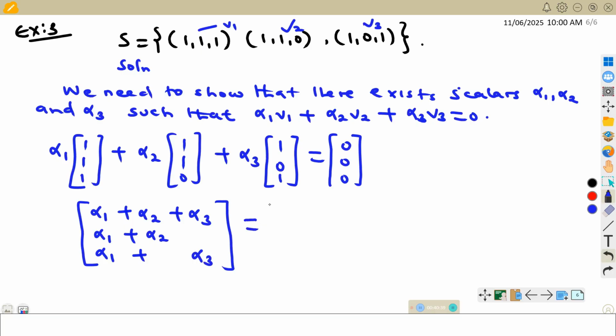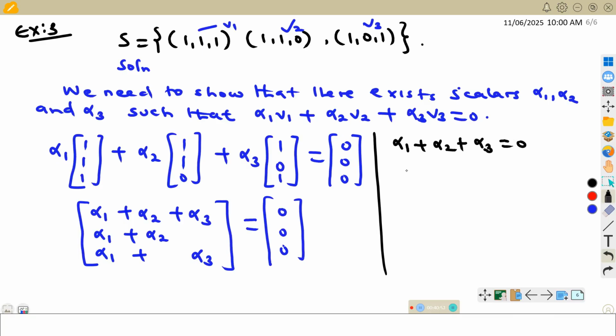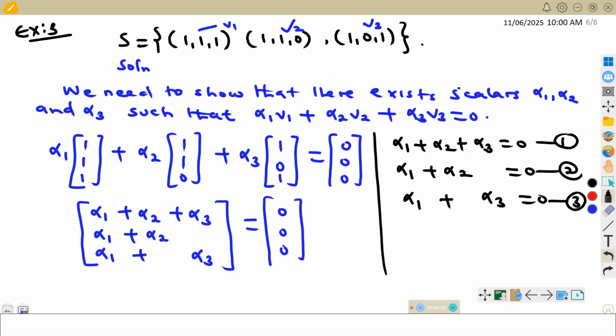So that is basically what we shall have, and this is equal to 0, 0, 0. So from here we shall obtain equations, that is alpha 1 plus alpha 2 plus alpha 3 is equal to 0. We shall have alpha 1 plus alpha 2 is equal to 0. We shall have alpha 1 plus alpha 3 is equal to 0. We can call this equation 1, equation 2, and this equation number 3. So we shall solve these equations simultaneously and get the values for alpha 1, alpha 2, and alpha 3.